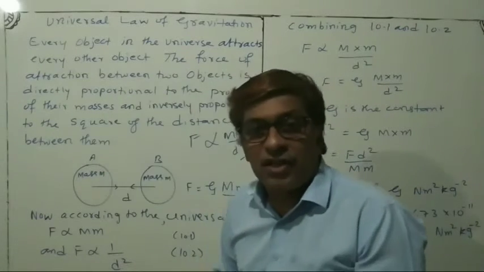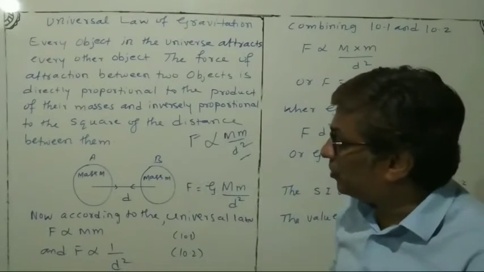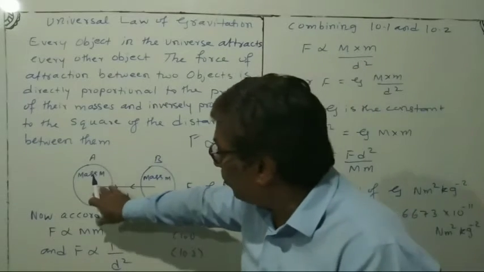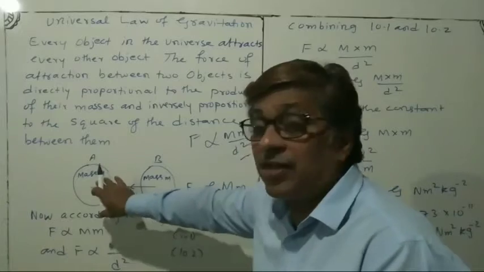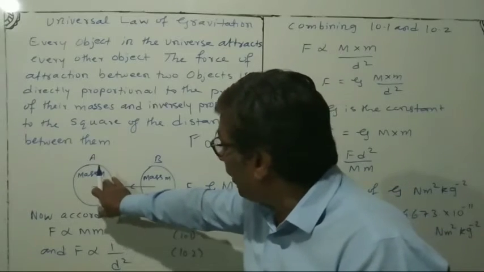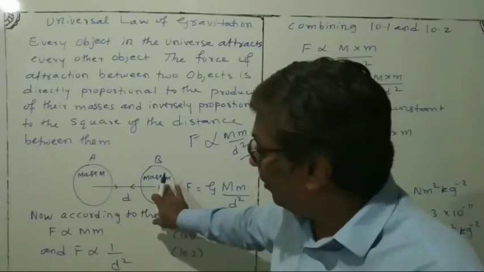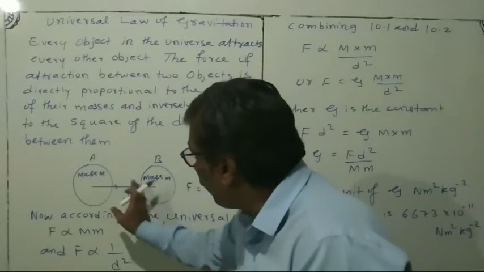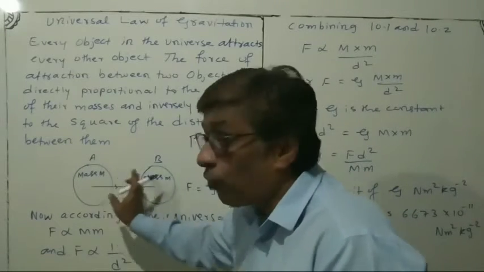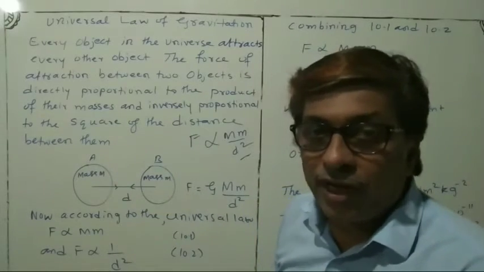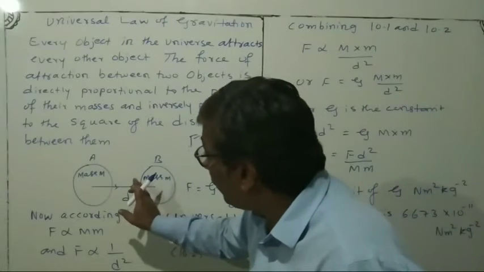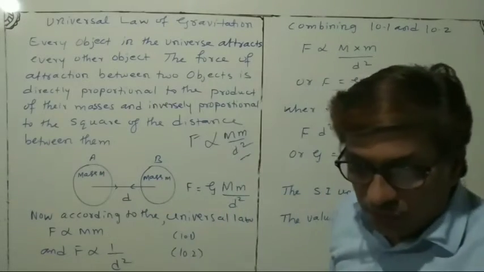See, let us understand what the statement says. You know that this is object A and B. Let their masses be capital M here, and small m here. Now what you have to find is the gravitational force between them. Okay, dear students, so you have to find the gravitational force.